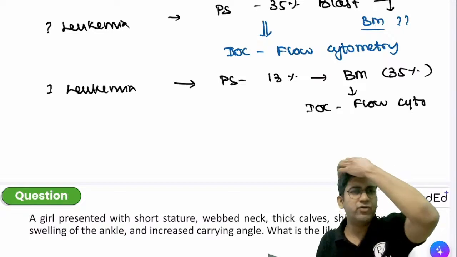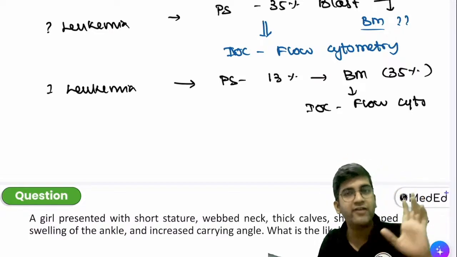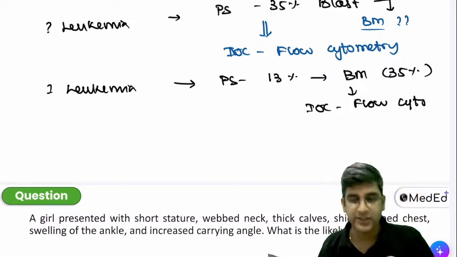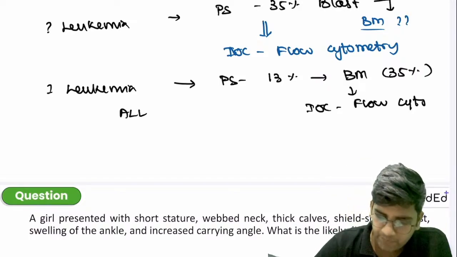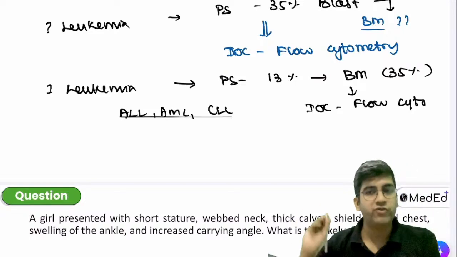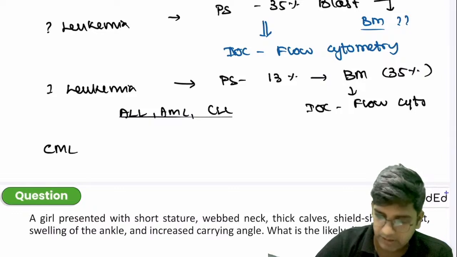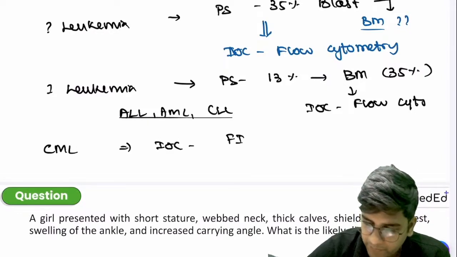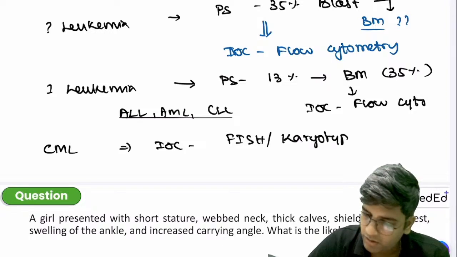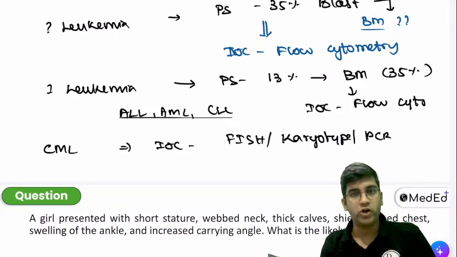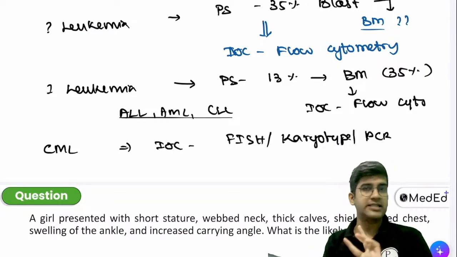By default, the investigation of choice is flow cytometry for every leukemia except CML. Acute lymphoid, acute myeloid, chronic lymphoid, it's flow cytometry, right? For ALL, AML, CLL, the investigation is by default flow cytometry, and for CML, the investigation of choice is genetics. I can either do a FISH or a karyotyping or a PCR. Flow cytometry will not help in chronic myeloid leukemia. Only there I do a genetic analysis as the investigation of choice.